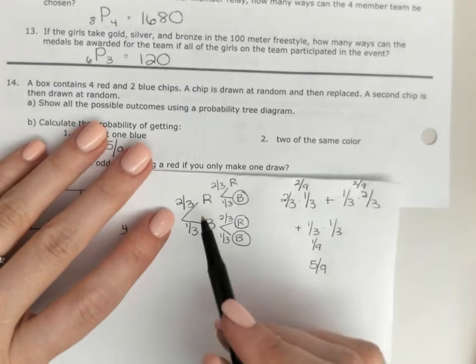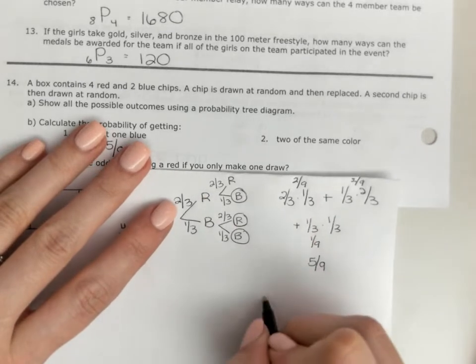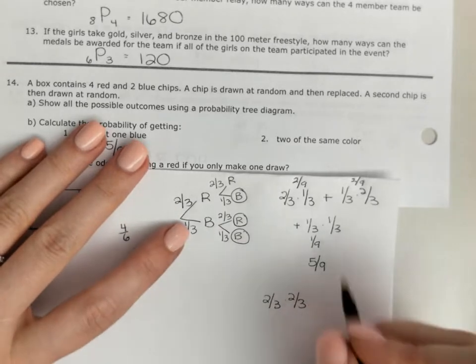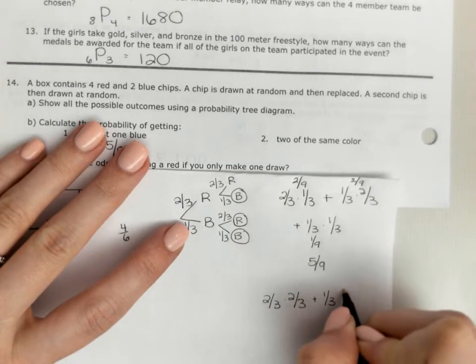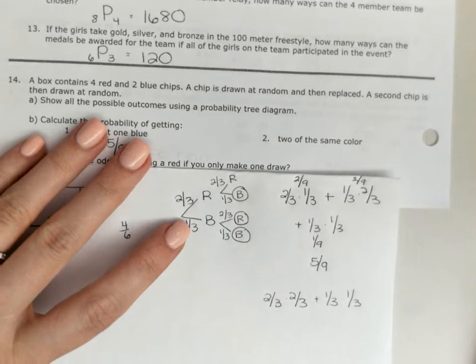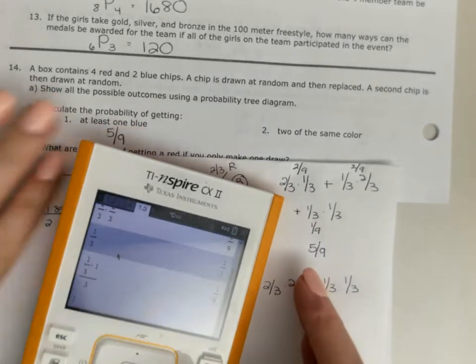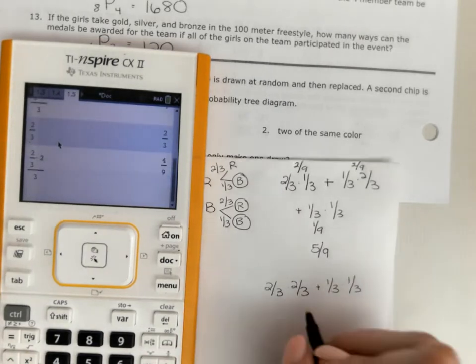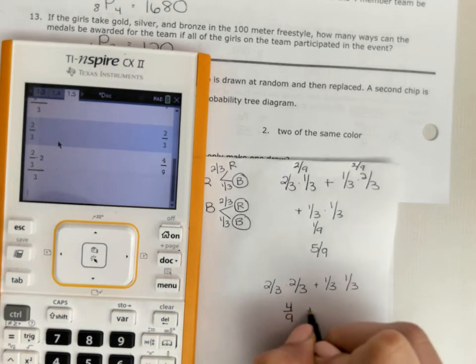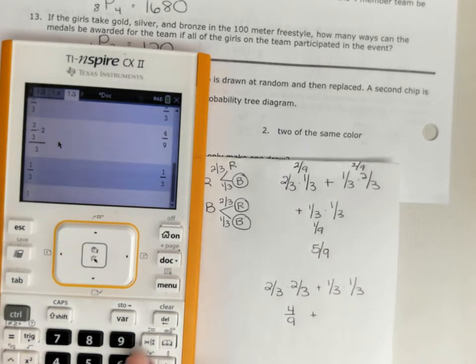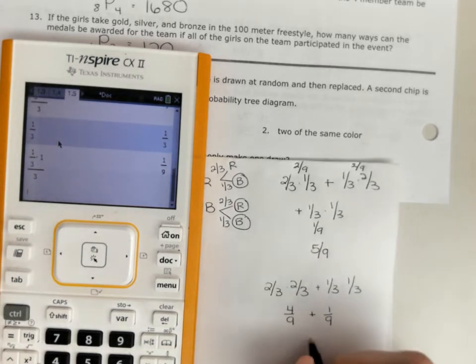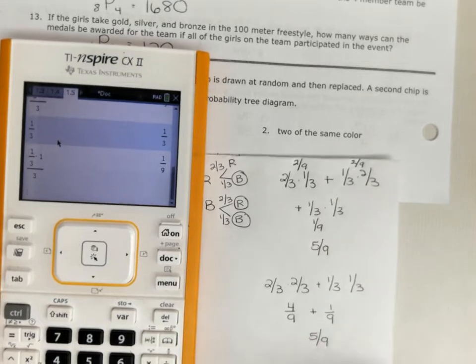2 of the same color. So for this one, you're using red and red, so that's 2/3 times 2/3, or blue and blue, so plus 1/3 times 1/3. Those are your only two options. So 2 divided by 3 times 2 divided by 3 gives us 4/9, plus 1 divided by 3 times 1 divided by 3 is 1/9. So it gives us a total of 5/9.